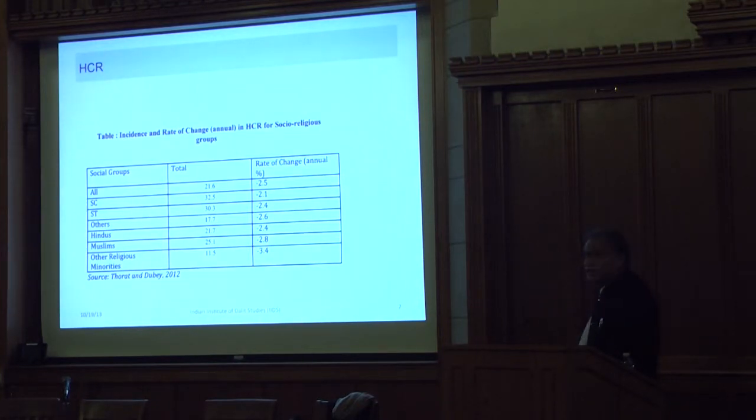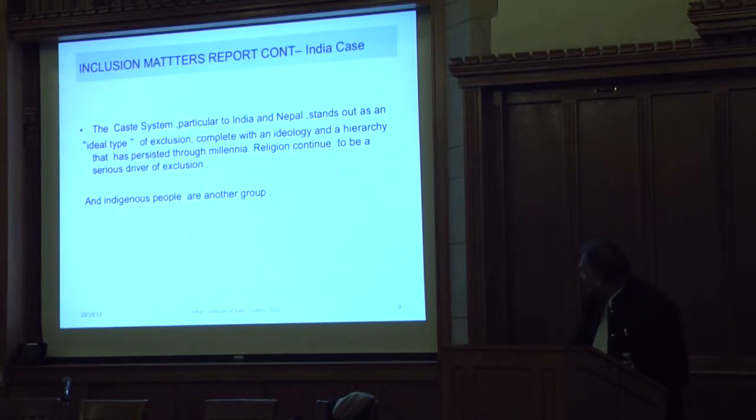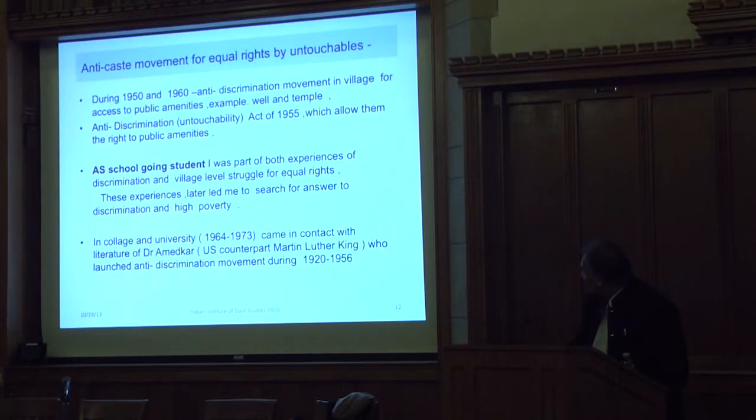If you see the change between 1993 and 2010, I have not mentioned the year, but this 16-year period, you can see the rate of decline in poverty among the scheduled caste and scheduled tribe is lower, 2.1, 2.4, compared to 2.6 for others, or 3.4 for other religious minorities, or overall average of 2.5. So this tells you the story that in terms of level of poverty as well as rate of change, the discriminated groups lag behind compared to their counterparts from the other groups.